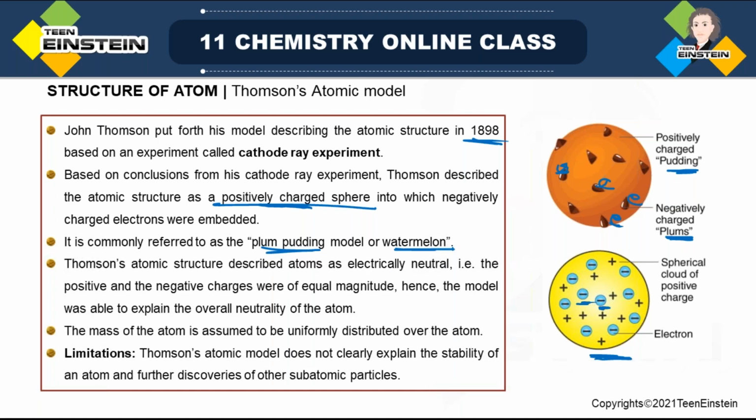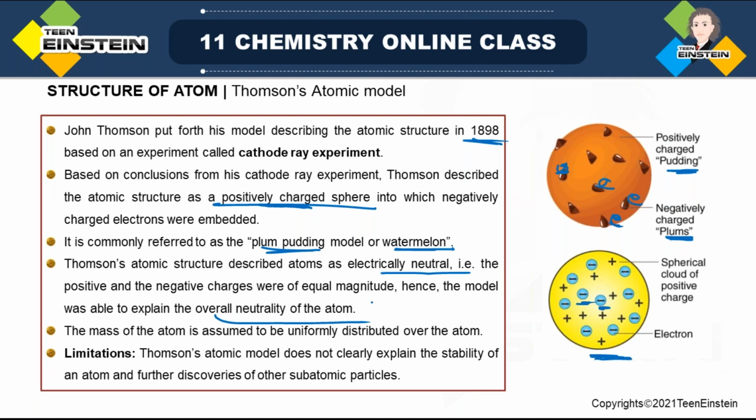Thomson atomic structure describes atoms as electrically neutral. So if you consider the overall charge of the atom for this atomic model, then it is saying that it is electrically neutral. That means the positive charge and negative charge must be of equal magnitude. That is why we can achieve overall neutrality. So the model was able to explain the overall neutrality of the atom, because we know that atoms are basically neutral. And from this model also we are seeing that it is neutral. That means this is obviously a merit for this model.